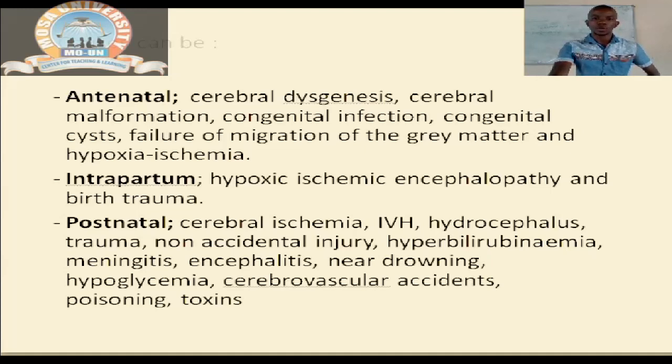Intrapartum causes, okay, here we've got hypoxic ischemic encephalopathy as well as birth trauma, various birth traumas. Postnatal causes, here we've got cerebral ischemia, intraventricular hemorrhage, which is abbreviated as IVH, hydrocephalus, trauma, non-accidental injuries, hyperbilirubinemia, meningitis, and so on and so forth. So we can see that cerebral palsy is not a condition that just occurs due to a single cause, but it has various causes at different ages in life.